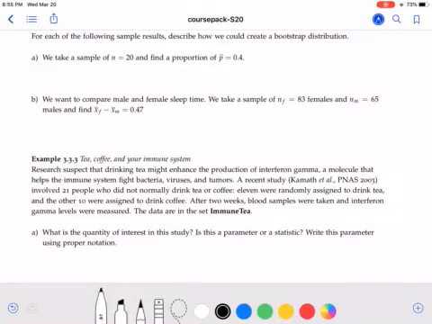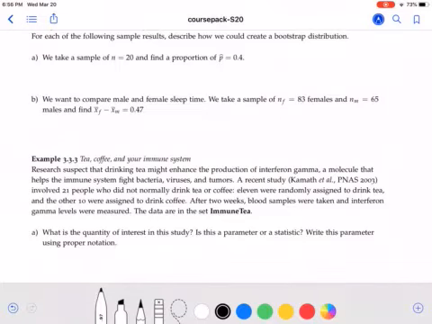In example 3.3.3, we're looking at a research study where they think that drinking tea might enhance production of interferon gamma, which is something that helps the immune system. So a study was done where there were 21 people who don't normally drink tea or coffee, and they did a random experiment where they split them into two groups. 11 were randomly assigned to drink tea, and the other were assigned to drink coffee.